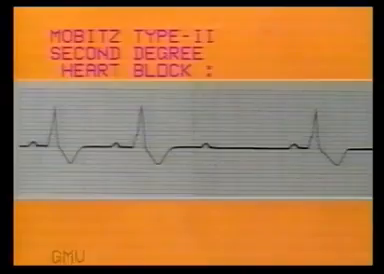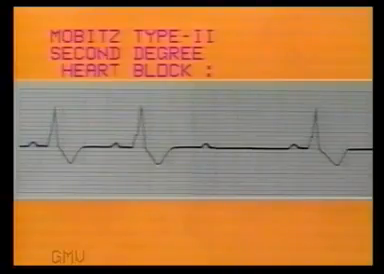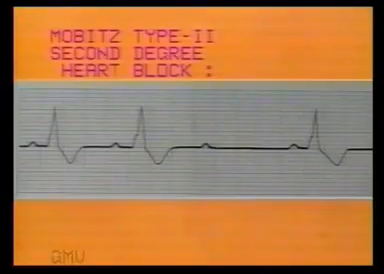Now we come to another type of second degree heart block, that is Mobitz type 2. This ECG shows wide QRS complexes of bundle branch block pattern. They are not ventricular ectopics because each QRS is preceded by a P wave indicating sinus rhythm. But intermittently, a P wave is not followed by QRS complex. So this is second degree AV block.